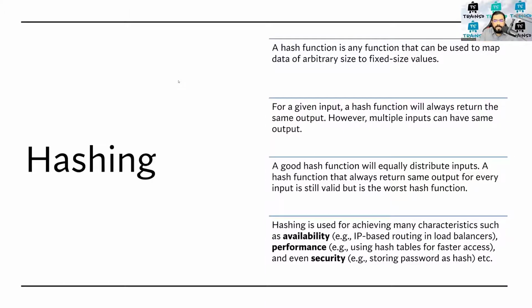However, multiple inputs can have the same output. And how do you say that a hash function is good or bad? A hash function that returns the same output for all the input is still a valid hash function, but it is not a good hash function. A good hash function will equally distribute its inputs.